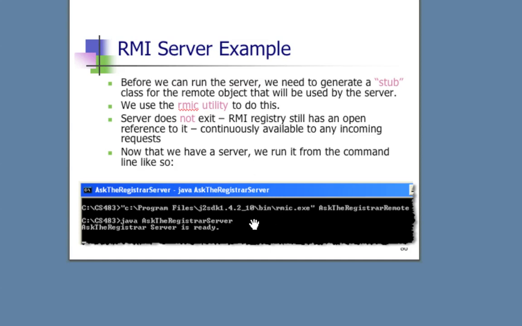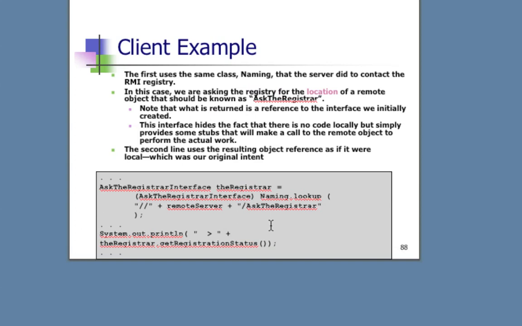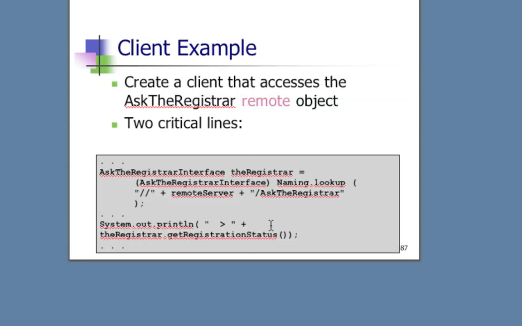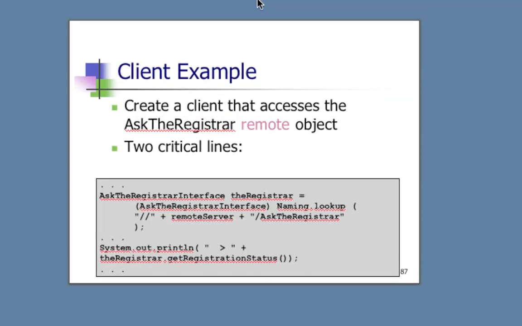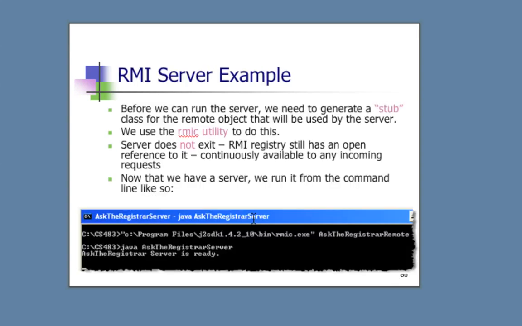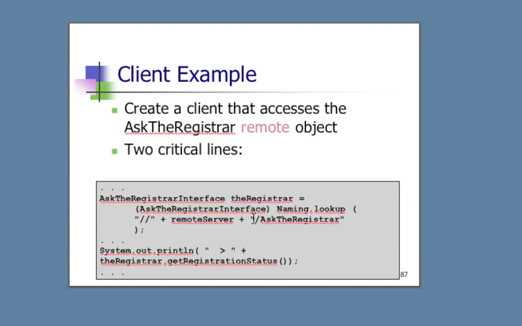So now, I didn't get AskTheRegisterServer ready, however, which is kind of okay. Might be a little disconcerting. May or may not be running. It could be that I have taken out that prompt. I don't know. We'll see what happens. If not, I'm going to try it on the Windows side and see what happens. So now we're going to create the client that accesses the AskTheRegisterRemote object.